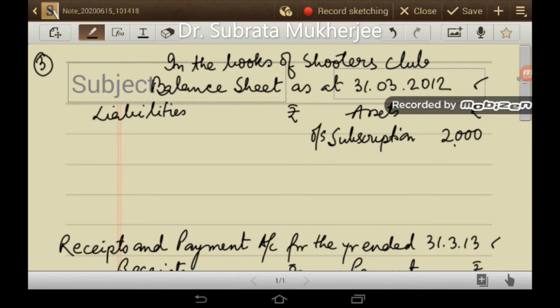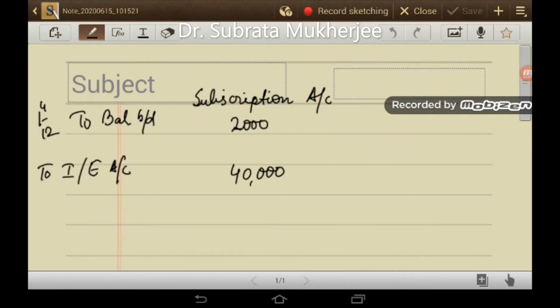Next is subscription received in advance on 1st April 2012. On the credit side of the subscription ledger I am writing by balance b/d. This amount is rupees 500 and this amount will appear in the opening balance sheet.